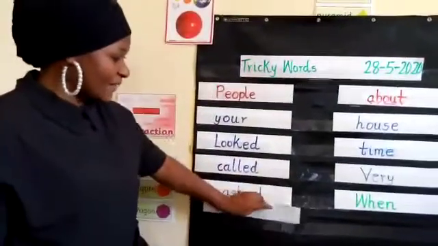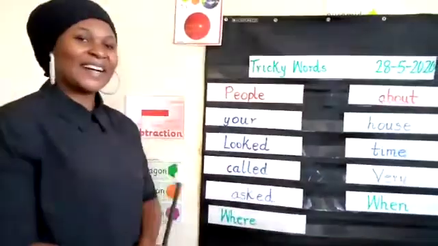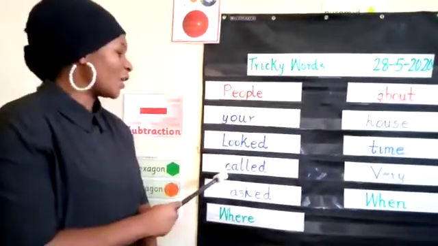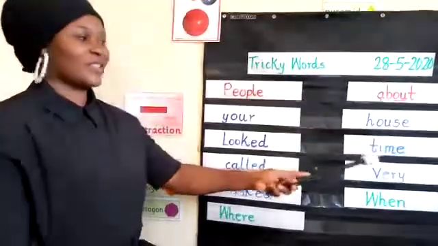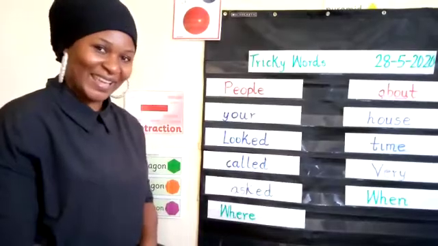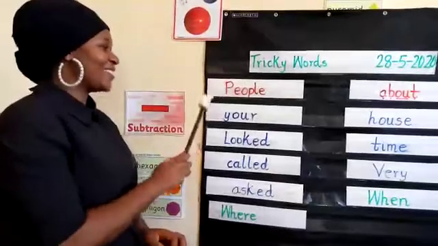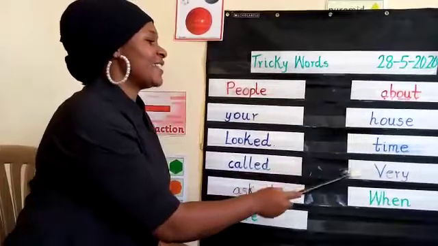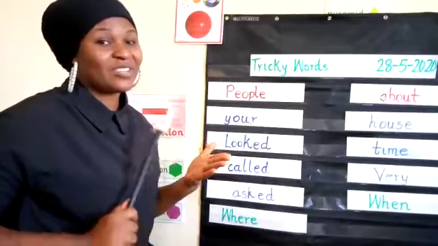And then we're going to count them. Let's know how many tricky words we've learned so far. So are we ready to count? People, your, looked, called, asked, where, about, house, time, very, and when. Okay? I said we're counting. 1, 2, 3, 4, 5, 6, 7, 8, 9, 10, 11. So that means we have 11 tricky words that we read every single day.